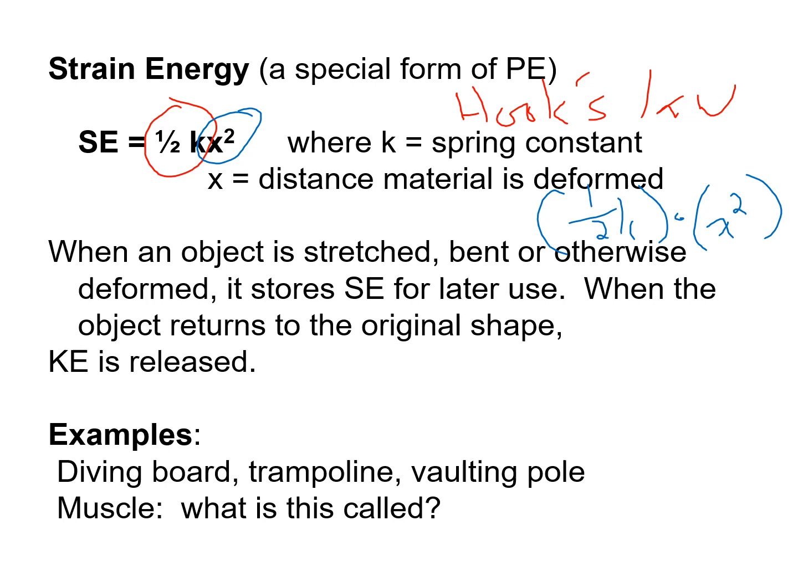Other examples: a diving board, trampoline, pole vaulting. When you jump on a trampoline, when you land, the trampoline is being stretched beneath you. You're storing strain energy in that trampoline. And then when it starts bouncing back, it's converting that strain energy into kinetic energy to push you back up off of the trampoline.